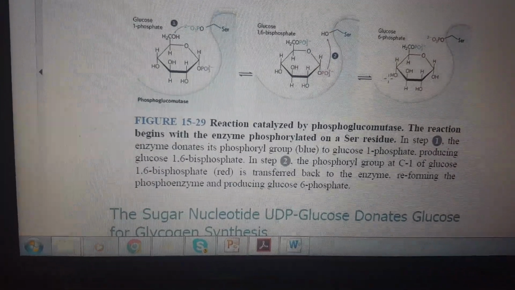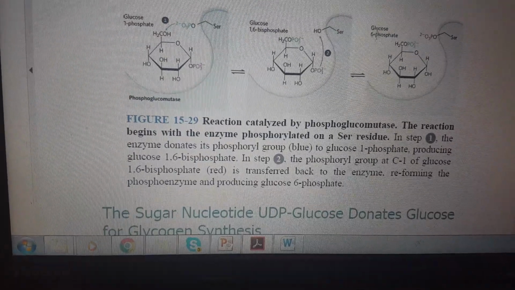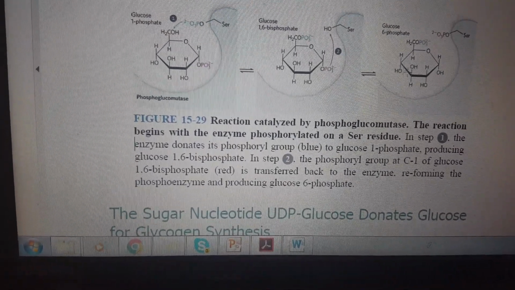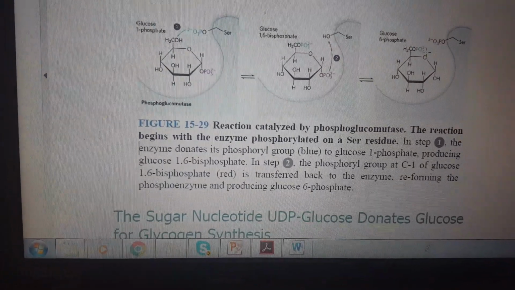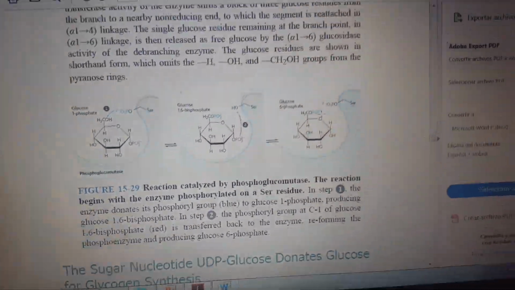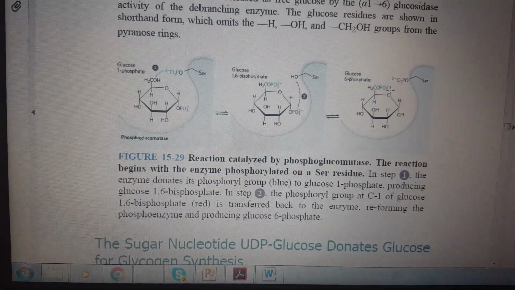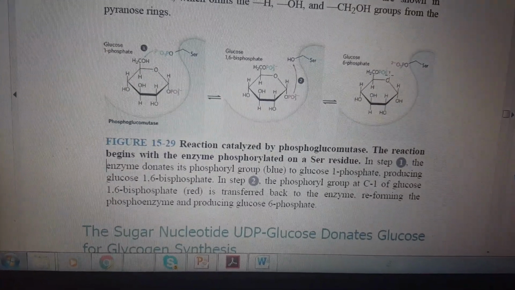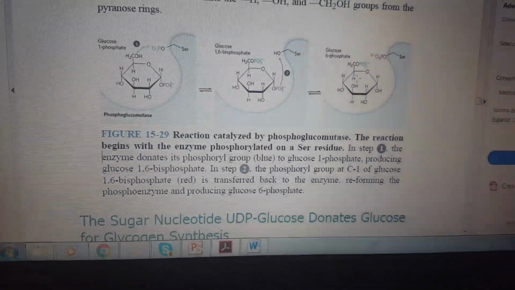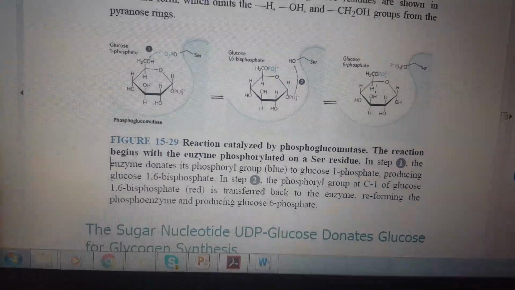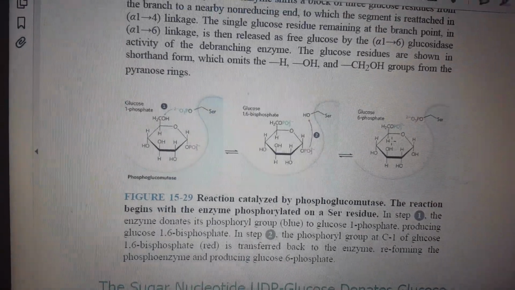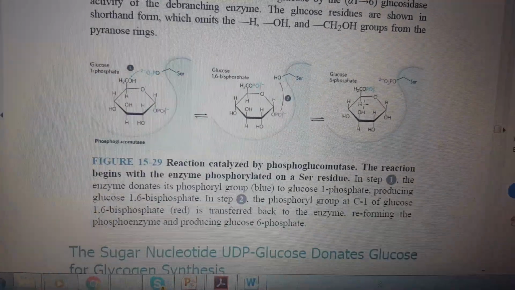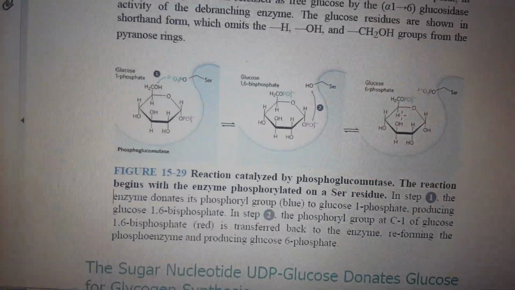And in the product we have glucose 6-phosphate that can enter glycolysis and produce, as you know, products like 2 molecules of pyruvate or NADH, etc. Basically, that is the glycogenolysis. Thank you.